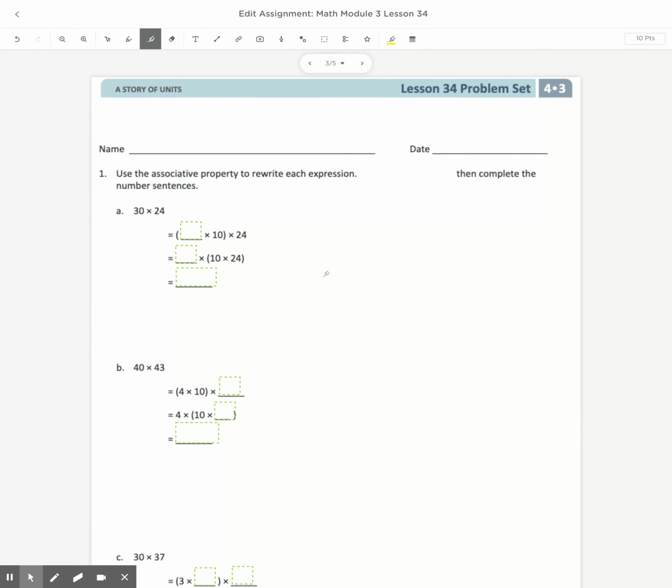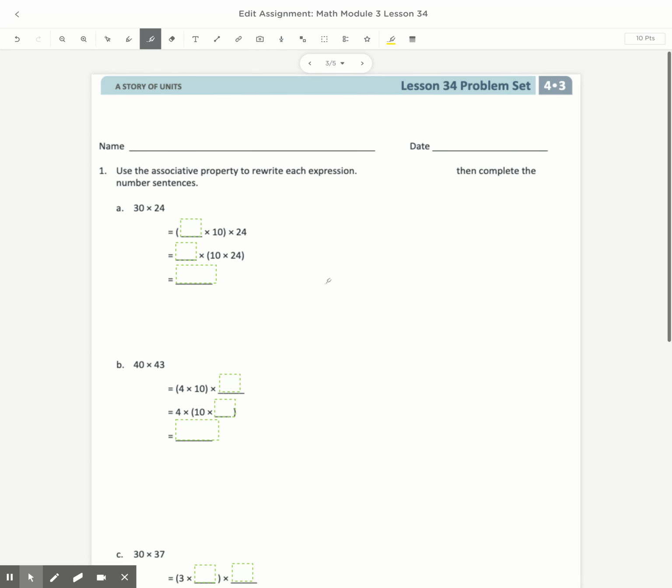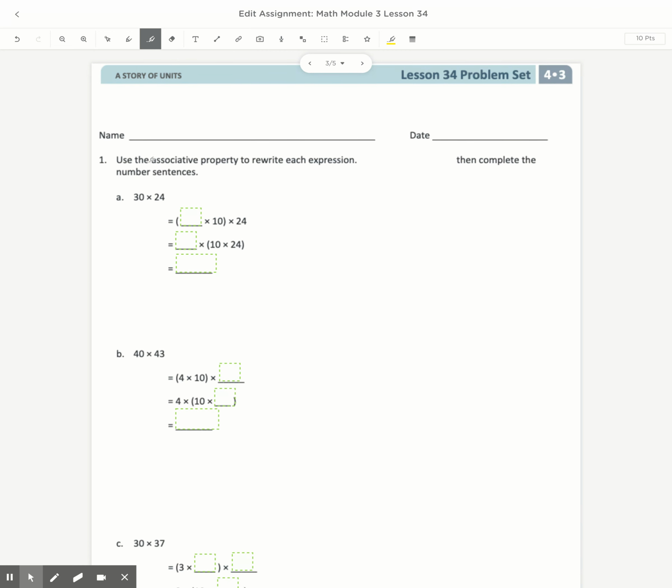So if we move on to slide 3, we're going to see that the directions are telling us to use the associative property to rewrite each expression, then complete the number sentences. So basically this is just saying you're going to have to figure out how to break apart each of these equations. And remember, the associative property just refers to changing the position of the parentheses and the fact that it does not actually change our answer.